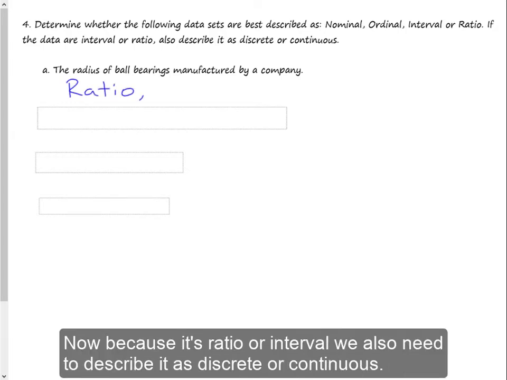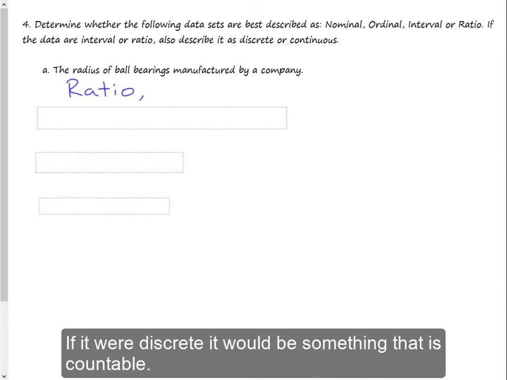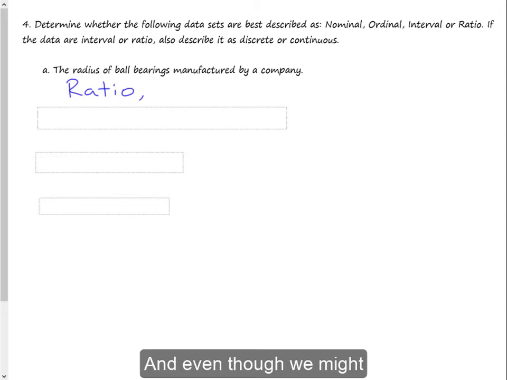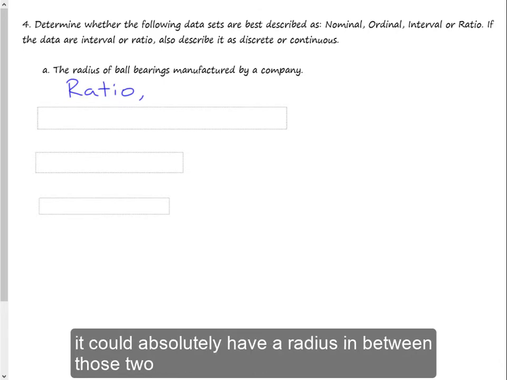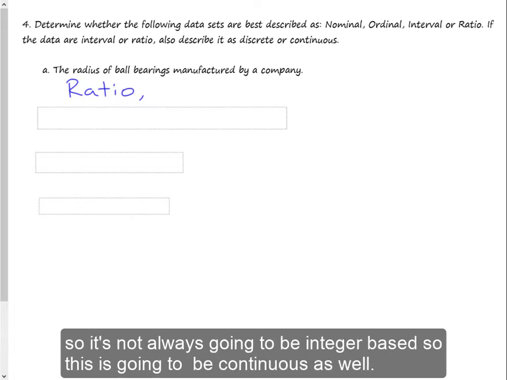Now, because it's ratio or interval, we also need to describe it as discrete or continuous. So if it were discrete, it would be something that is countable. And even though we might round the radius off to the nearest millimeter, 5 millimeter, 6 millimeter, and so forth, you could absolutely have a radius in between those two. So it's not always going to be integer based. So this is going to be continuous as well.